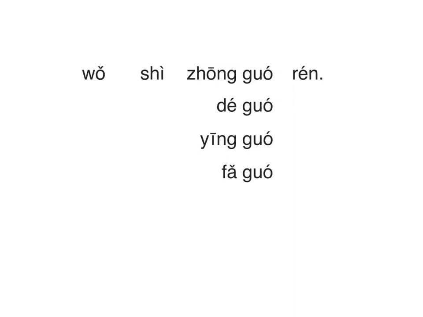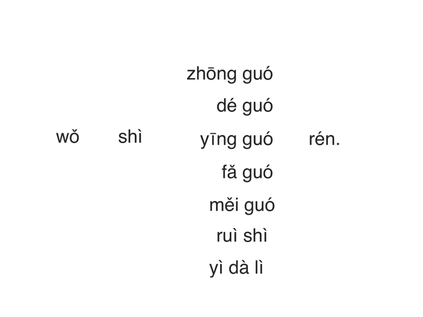Then listen to this. 美国. It's America. Okay, that's why 中国, 德国, 英国, 法国, 美国. All these countries we still name the Chinese way. We say something something 国. Other countries, I think we name by their own pronunciation.